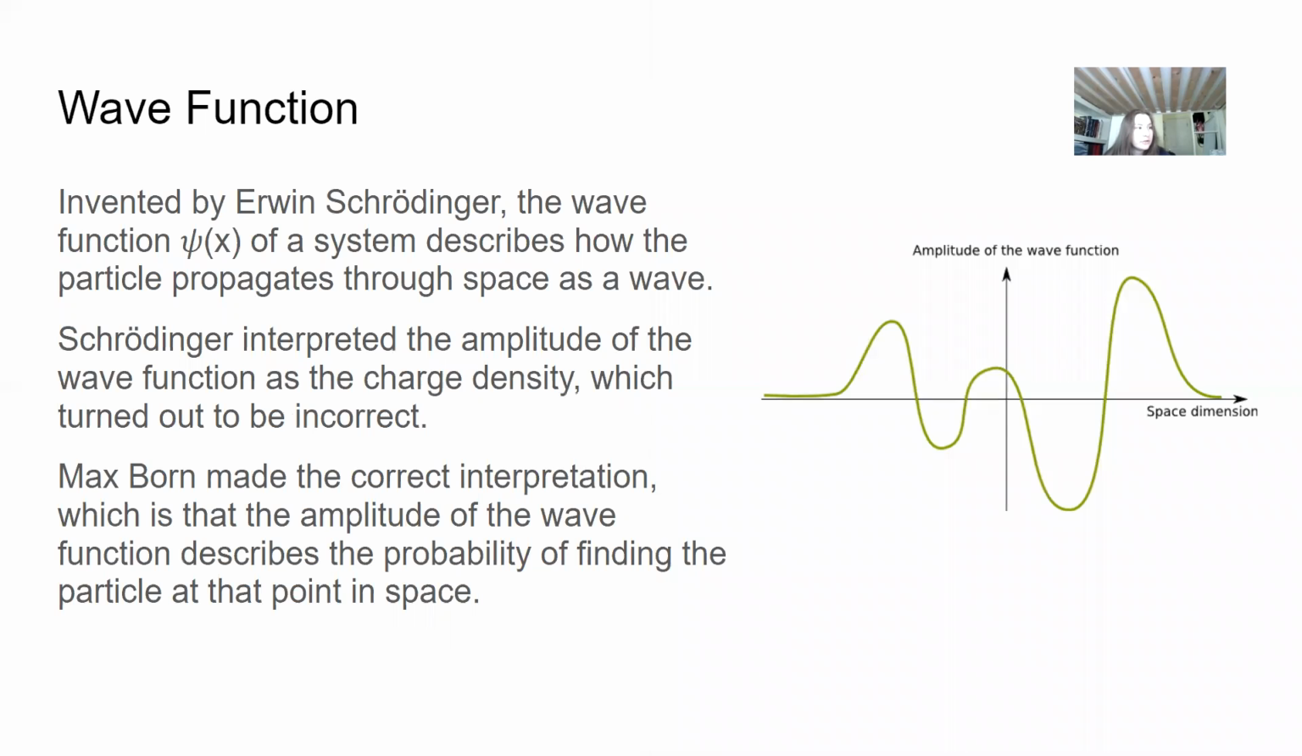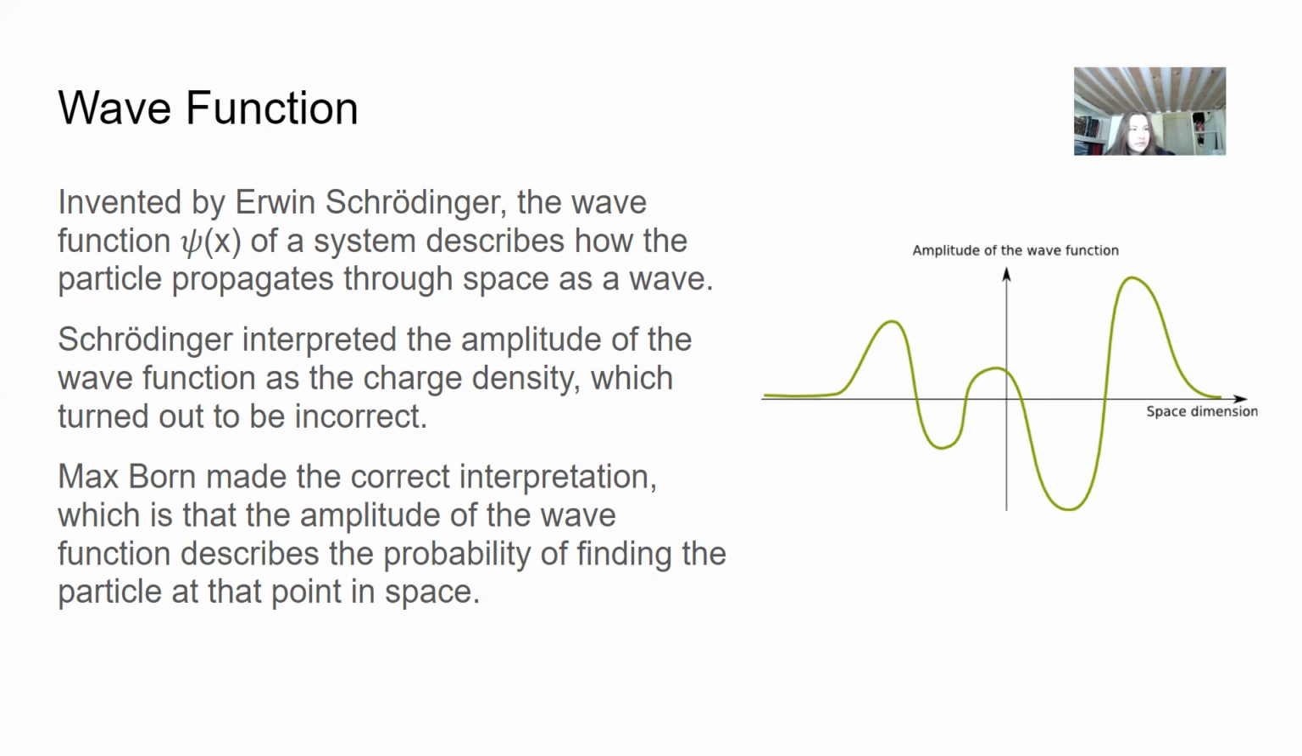Now the question is, how exactly do you interpret it? Schrodinger interpreted the amplitude of the wave function as the charge density of the particle or the system, which turned out to be incorrect. Max Born made the correct interpretation, which is that the amplitude of the wave function describes the probability of finding the particle at that point in space.